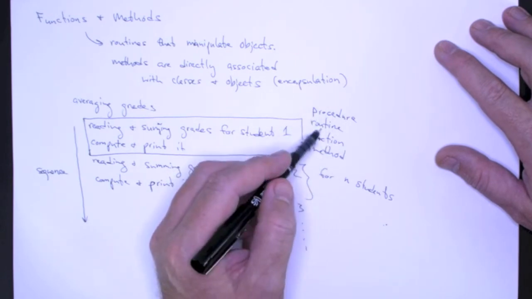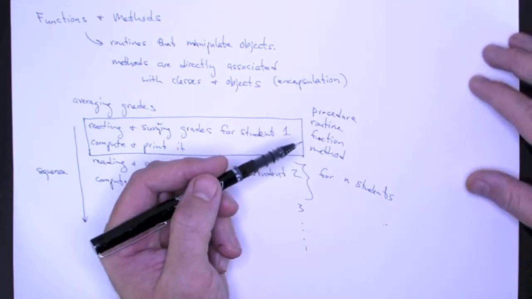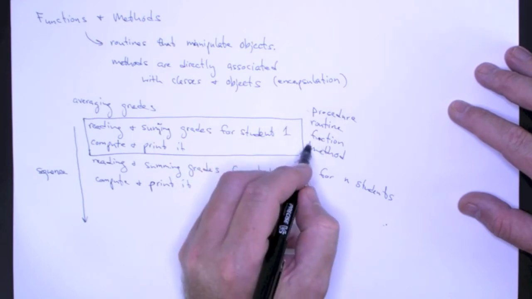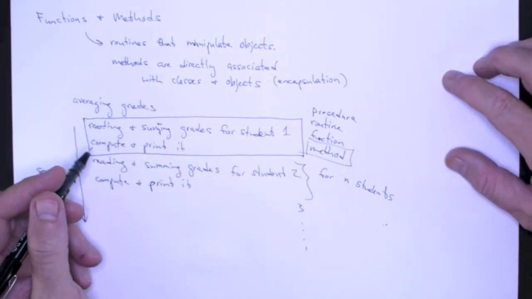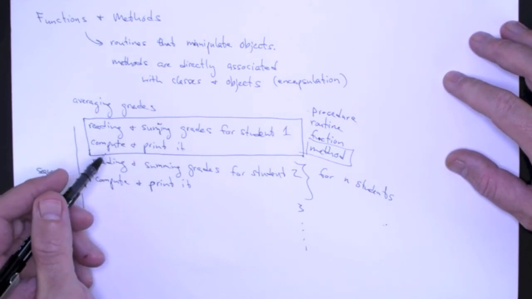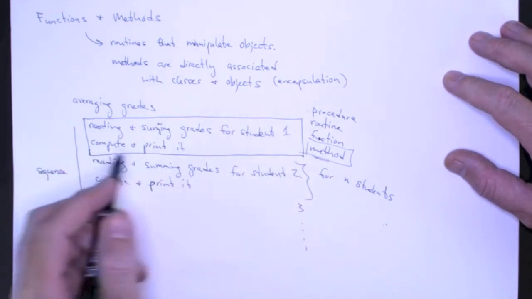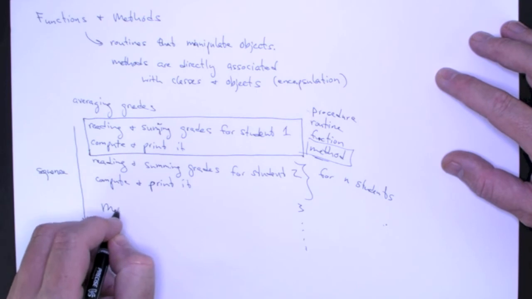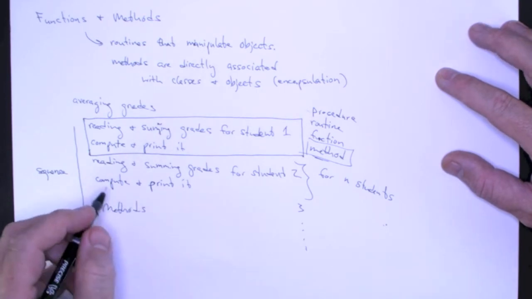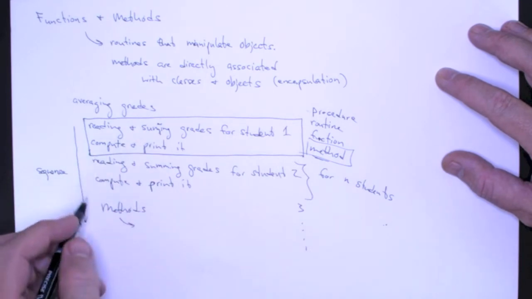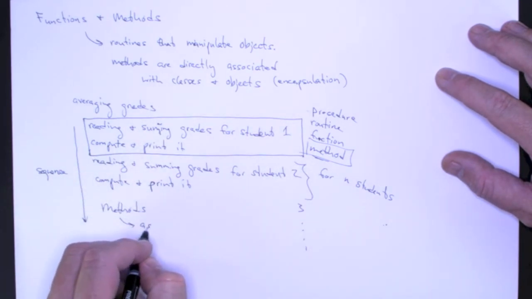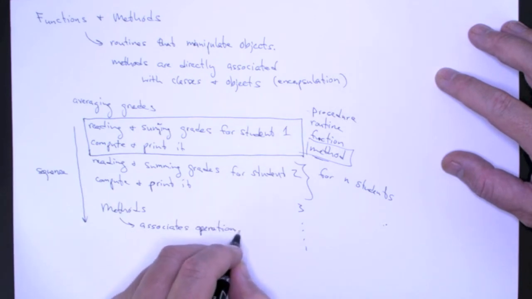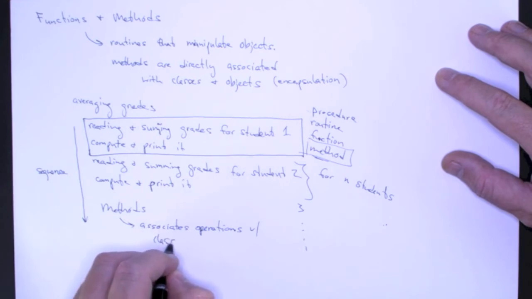Depending on which programming paradigm or language you're working in, it may be called a procedure, and certainly in object-oriented circles we use the term method or member function. I tend to use the word method. So first of all, methods, and again, this goes back to encapsulation. This associates operations with classes and objects.